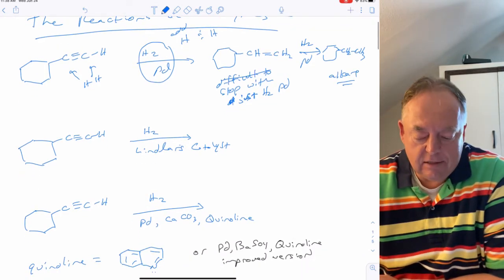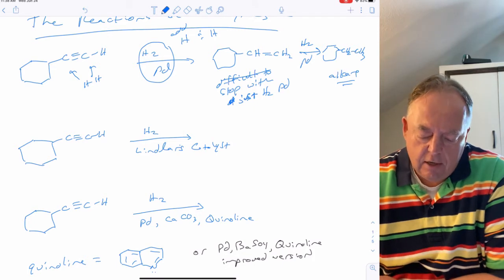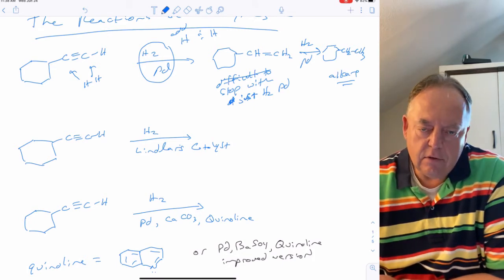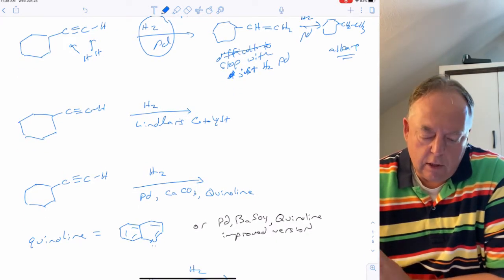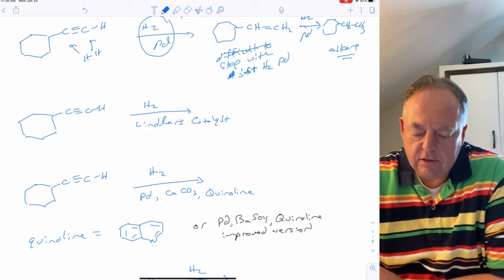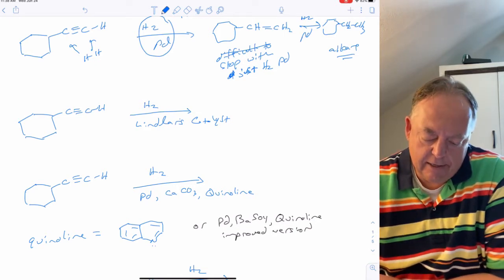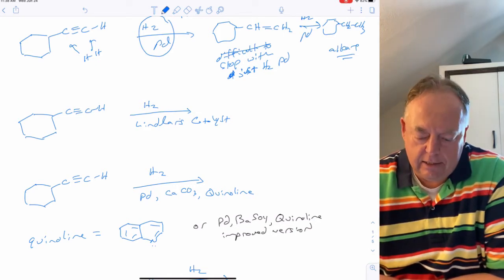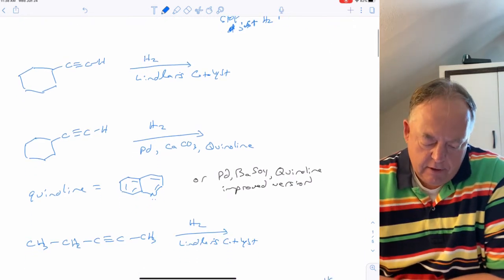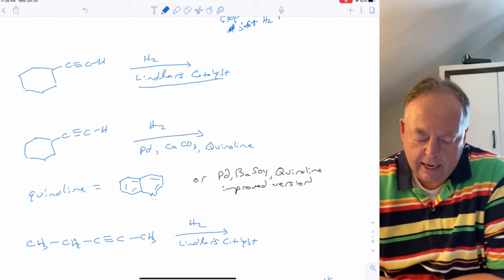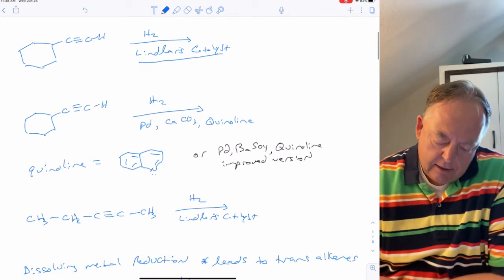So it would be nice to be able to stop it at the alkene because, as we saw in the last chapter, there are a lot of reactions that alkenes undergo. So this would be one thing that chemists do: they go into the lab and try to discover new reactions. So how can you take an alkyne and stop it at the alkene? One way to do that is this recipe: take an alkyne with H2 and what's known as Lindlar's catalyst. So Lindlar's catalyst is this.